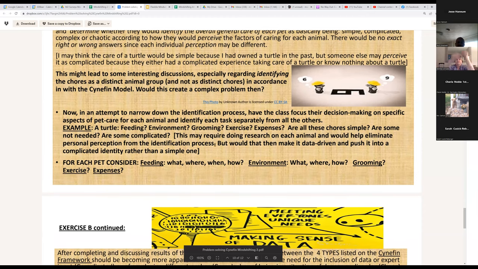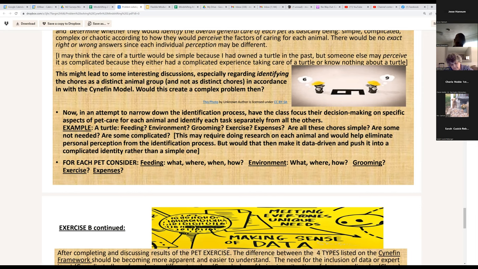So they did a general overview of all things. Now let's look at the feeding of each of these animals. How would you describe the feeding of a turtle or the feeding of a fish or a rhinoceros? And how about the environment? How about the grooming? How about the exercise? How about the expenses of keeping this pet? So that you could narrow it down to more specific rather than an overall general, you know, the pet in general kind of thing. So for each pet, consider the feeding: what, when, where, how are you going to do this?